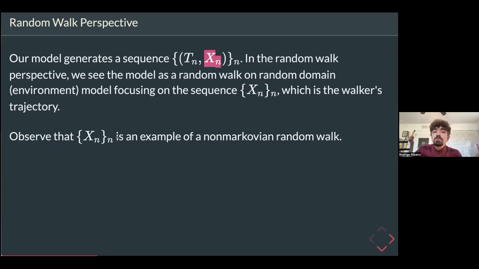And the reason is that you do need information about the environment, right? Knowing the trajectory only is not enough to know the distribution of the next step, because you need information about how the walker built the environment. So this component alone is a non-Markovian random walk.